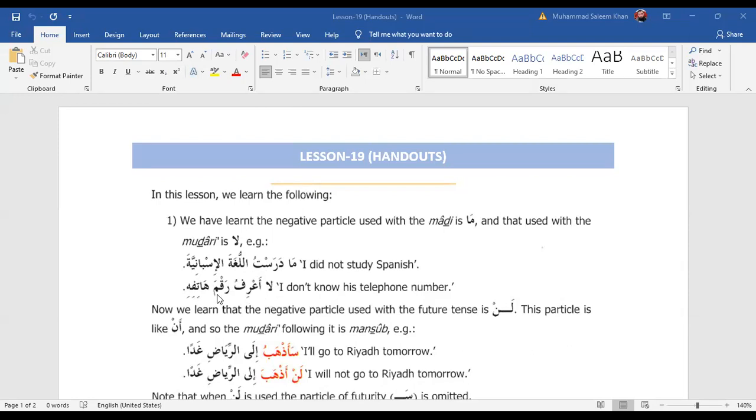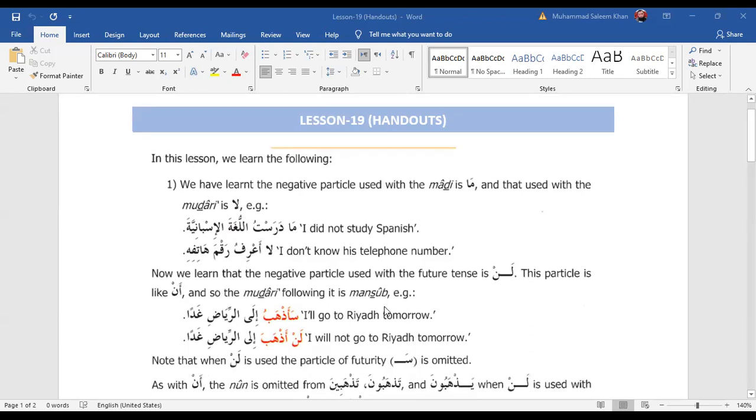For example, la a'rifu raqama hatifihi, I don't know his telephone number. If you want a strong negation for the future, we use harf lan. Harf lan is used to negate the mudare, the present tense, but when we use lan, the present tense becomes the future tense. It does not remain present tense anymore.